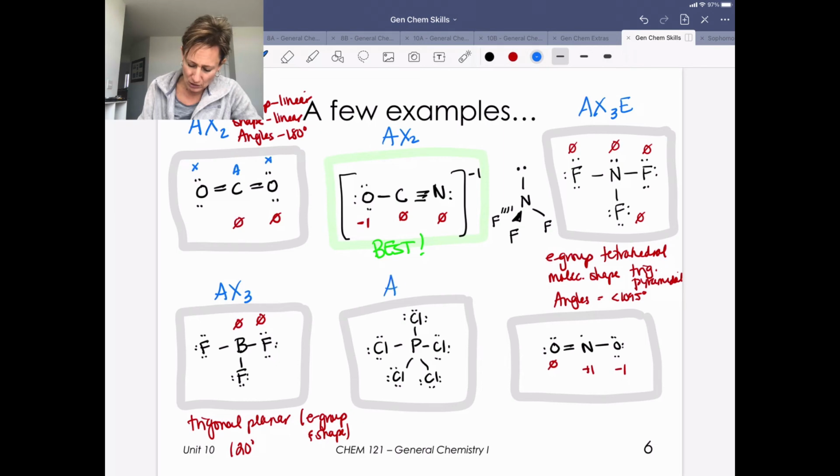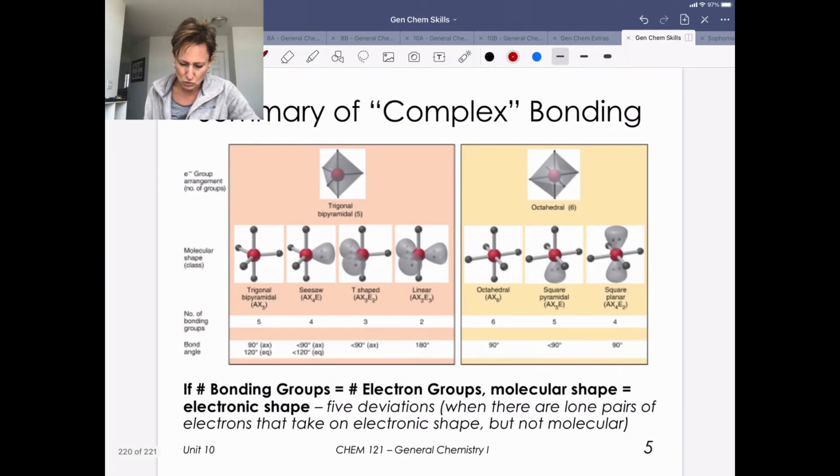Again, a little bit more quickly, we've got AX5 for this last one. This is what we call trigonal bipyramidal. One of the things I hope you'll notice is that when it's all atoms around the center and not lone pairs, the electron group arrangement and the molecular shape have the same name. So this is trigonal bipyramidal for both. Our bond angles here, because we've got two different bond angles to consider, are going to be 90 degrees and 120 degrees. Let me go back so you can see this.